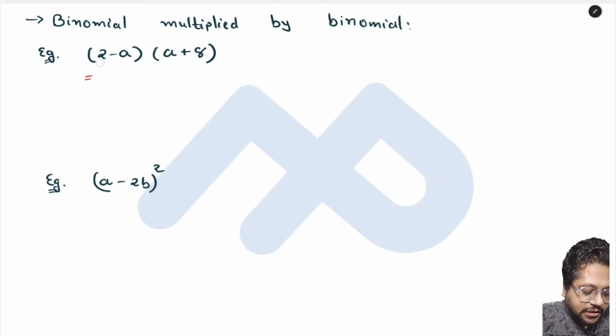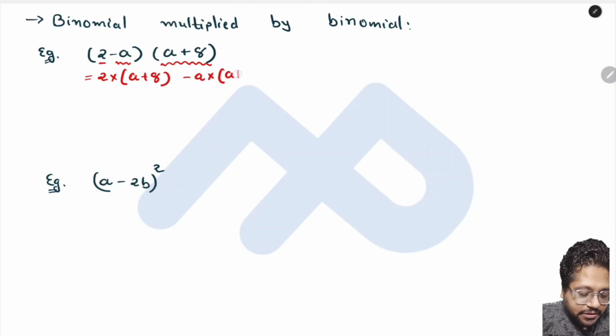It's very easy. This 2 will be multiplied with the whole binomial a plus 8. So 2 multiplied by the whole binomial a plus 8, and then negative a multiplied by the whole binomial a plus 8. So negative a multiplied by a plus 8.